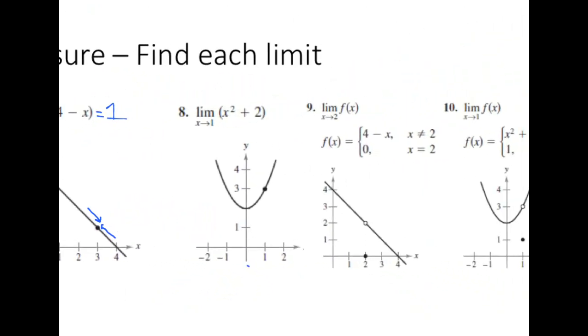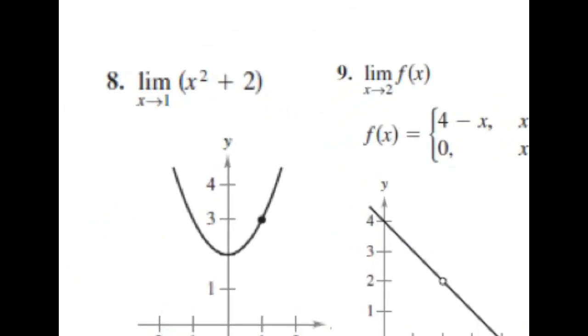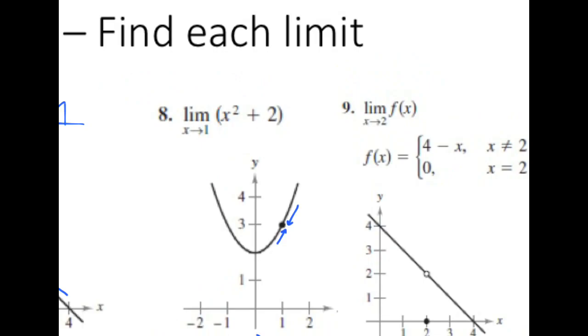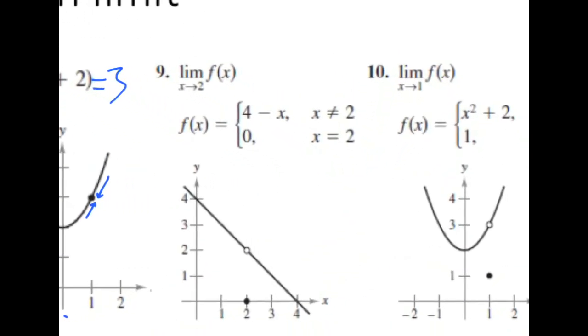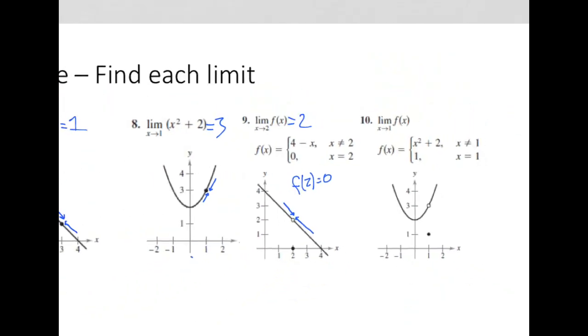On this graph, limit as x goes to 1. Again, my limit from the left agrees with my limit from the right. It is going to the value of positive 3. Over here, our piecewise defined function, as x goes to 2, our limit from the left and our limit from the right are both going to positive 2. Don't be fooled and write 0. F of 2 equals 0, but that is not the limit as x goes to 2 of f of x.